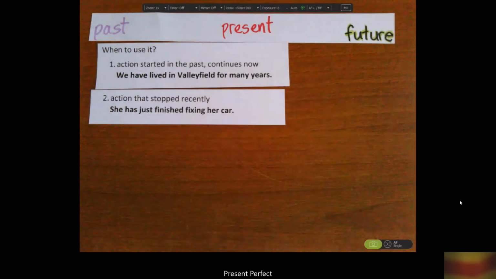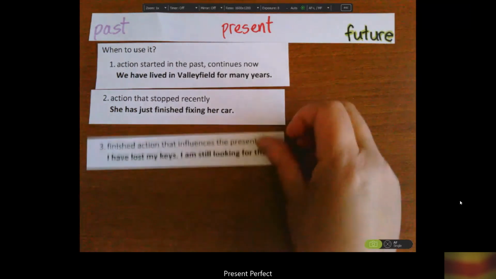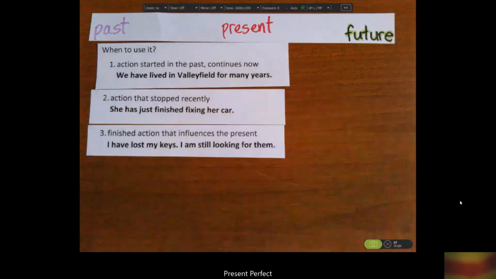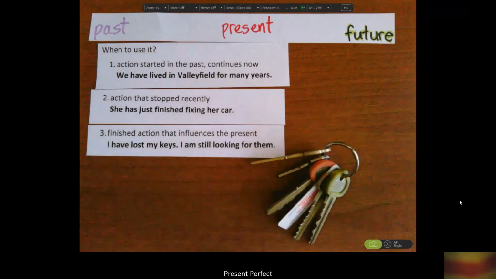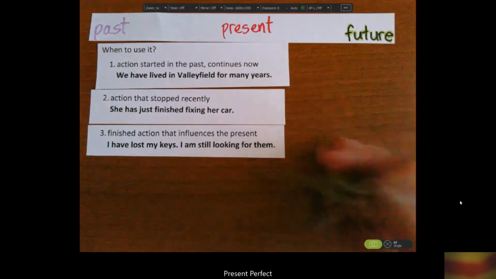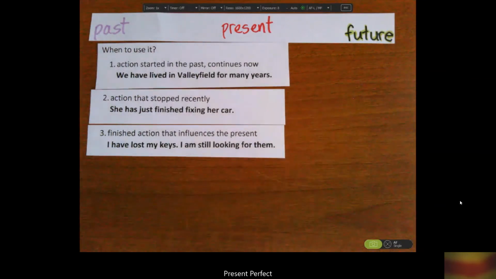The third example is, I have lost my keys. It's an action that happened in the past and it still influences now because I'm still looking for my keys. Oh, there they are. So, I have lost my keys. I'm still looking for them. That's an action that you can see influences the present.